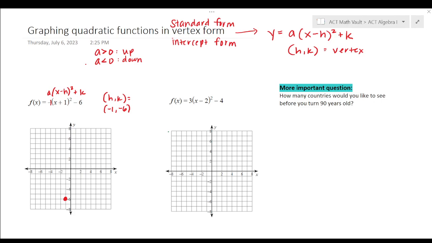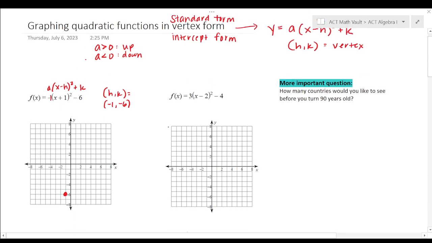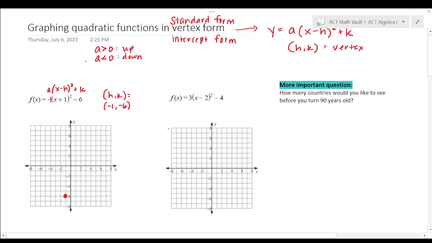So I know that the graph could be skinny like this. It could be a little wider. It could be super wide. We just don't know exactly what the rest of it looks like, although we know it starts there, and that vertex would be a maximum. So now I need some other point to graph, and that other point that I recommend is the y-intercept. And that is when you set x equal to 0 and solve for y.